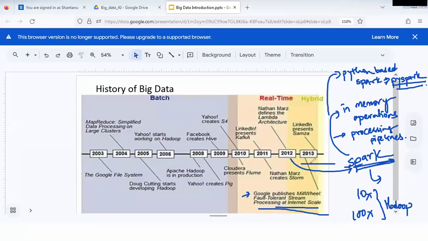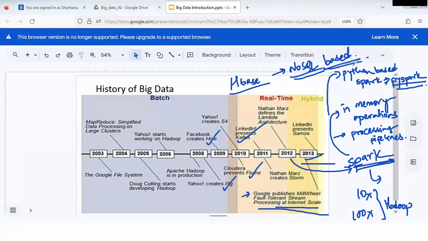So 2012, 2013, there are many tools. As of now, you can see Kafka, then there is Storm, Flume, Hive, then HBase, Pig. These are the tools. HBase is a technology you can say is NoSQL based. We'll be talking about HBase. SQL stands for structured query language, and HBase says there is no need of such structured query language. So NoSQL.